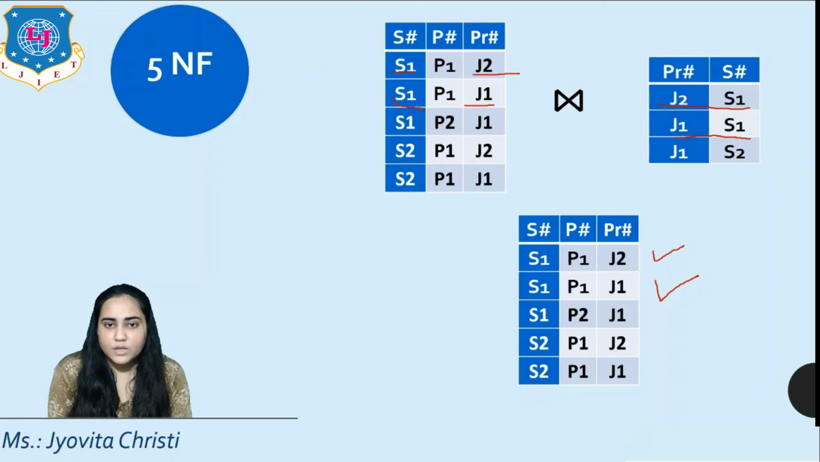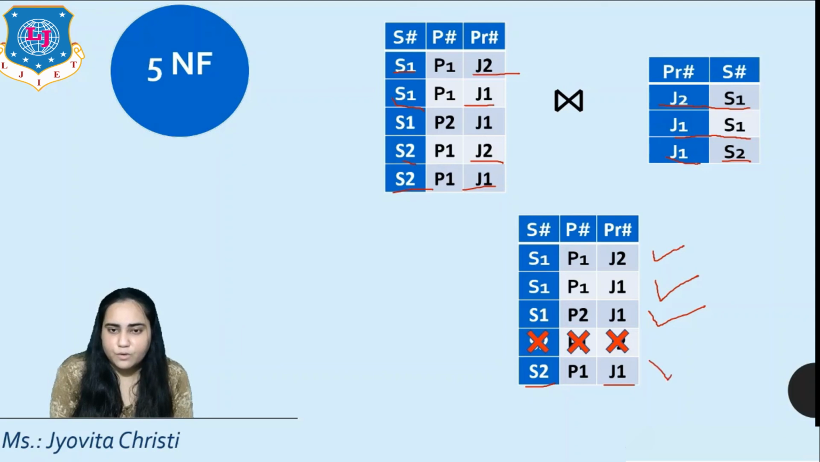Then we have S1 and J1 appearing again, so obviously that remains too. Then next we have S2 and J2 in the fourth row, and the S2 and J2 combination is not present on the right hand side. So this is the combination that I will remove from my table. And the last row is S2 with J1, which is present in my right hand side table. So I'm going to keep this. Now this is the table I get. I have 4 rows because I have removed the fourth row.